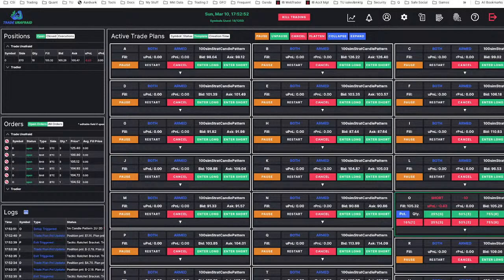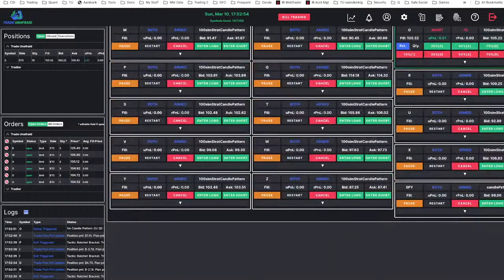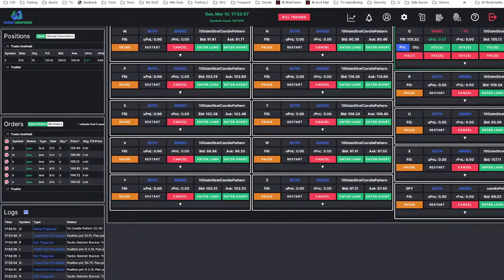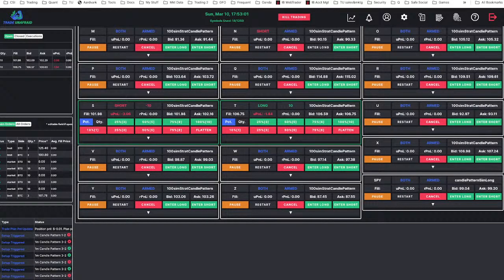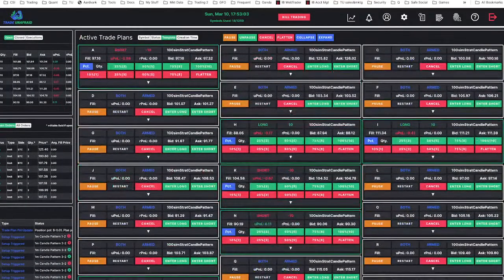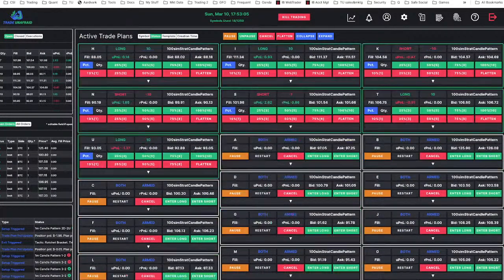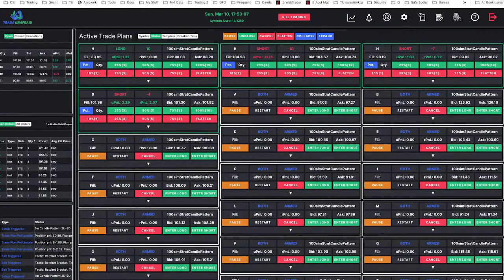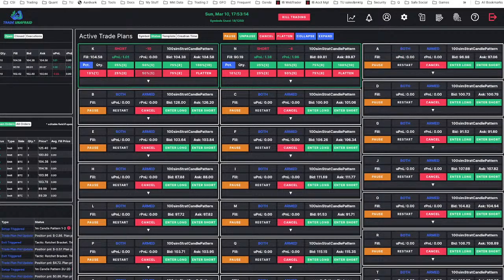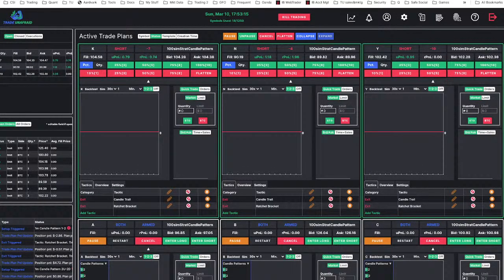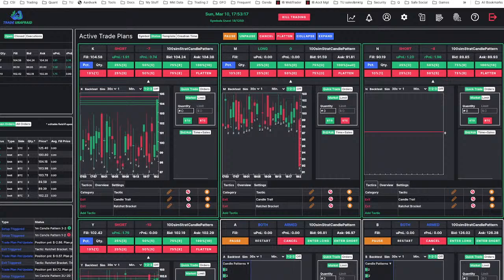Template will sort by the actual type of template. You can see all these are 100 sim, strat, candle pattern, except this SPY one is candle pattern sim long. But I'm sorting by status, which brings the ones that are in a position to the top, and the ones that are not stay below it. So now I can expand everything, and now we can see the lines in a trade.